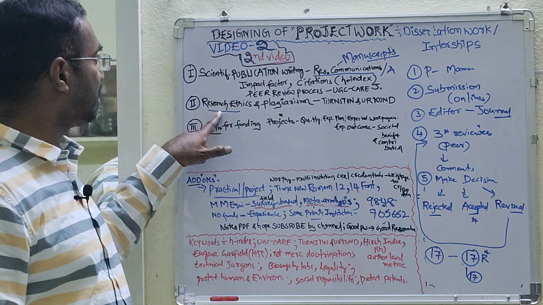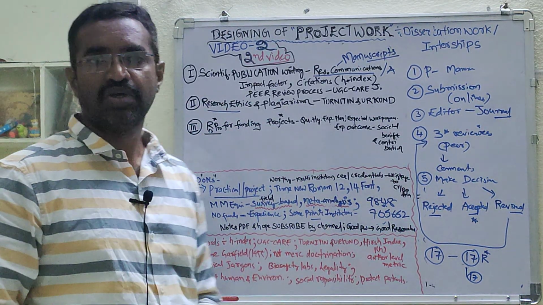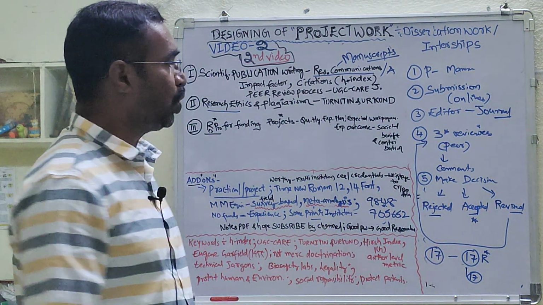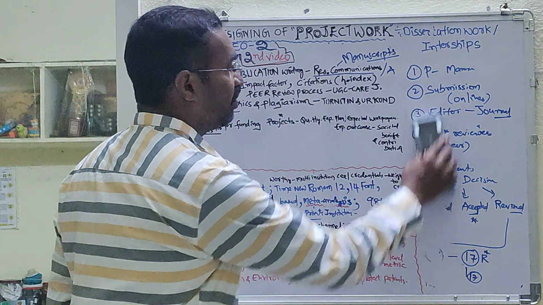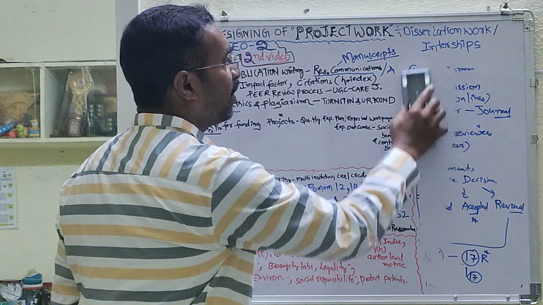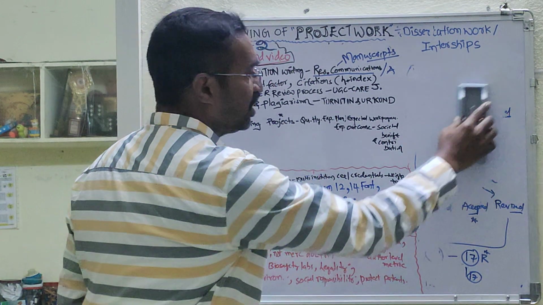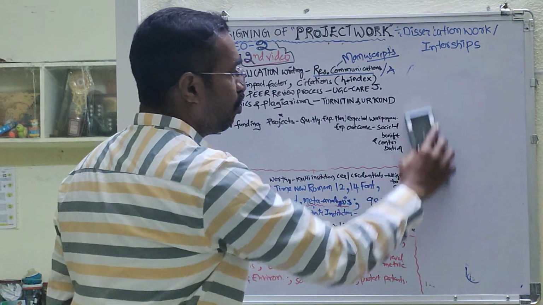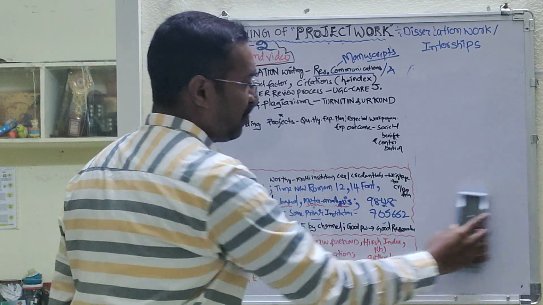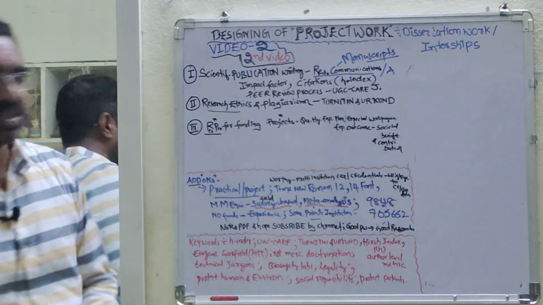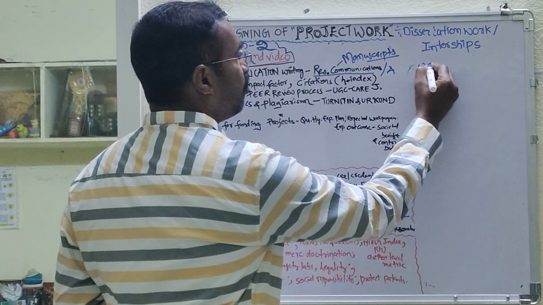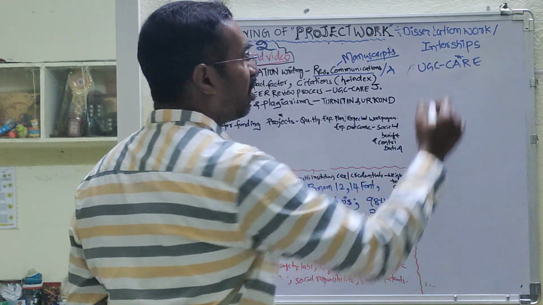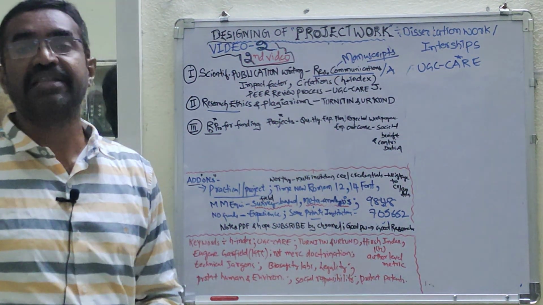Then coming to research ethics and plagiarism. While writing or doing these experiments, you have to follow the ethics. Ethics are very, very important. That's the reason why nowadays the higher education system has introduced the peer review process, and for example, UGC CARE is nothing but the Consortium for Academic and Research Ethics.